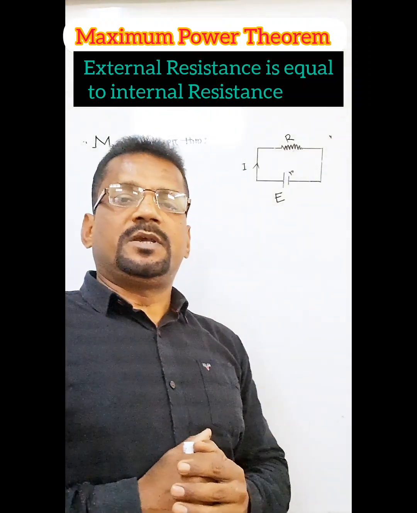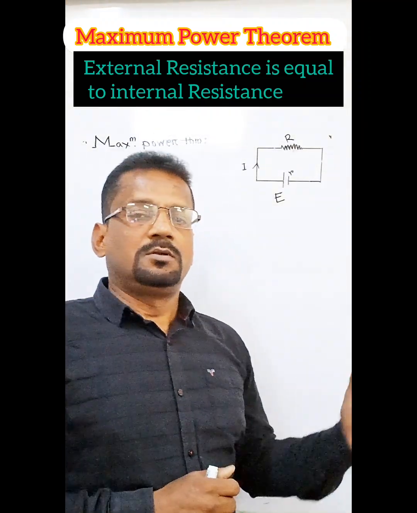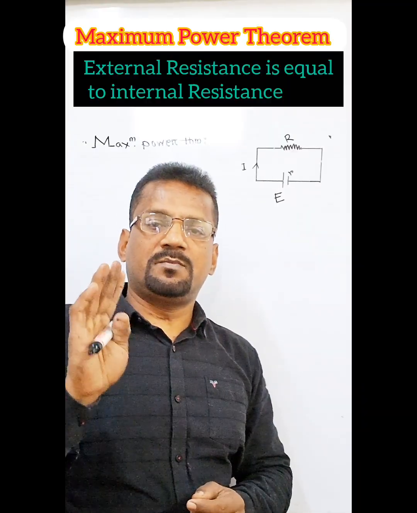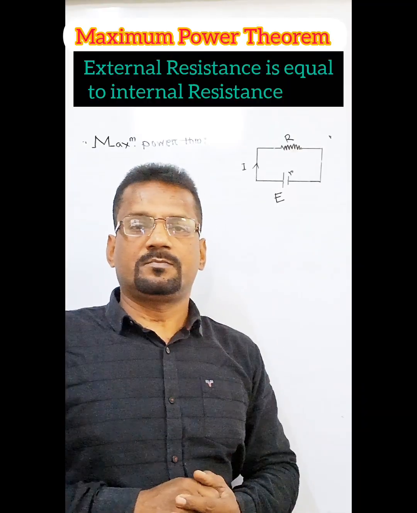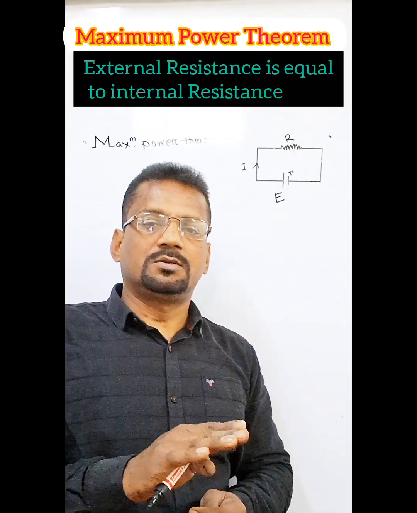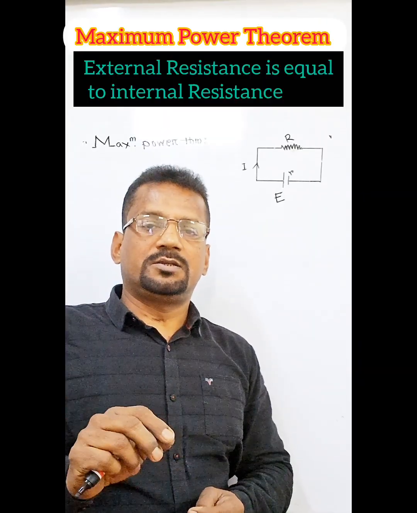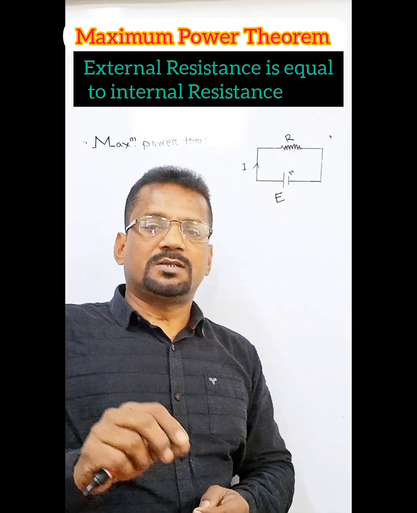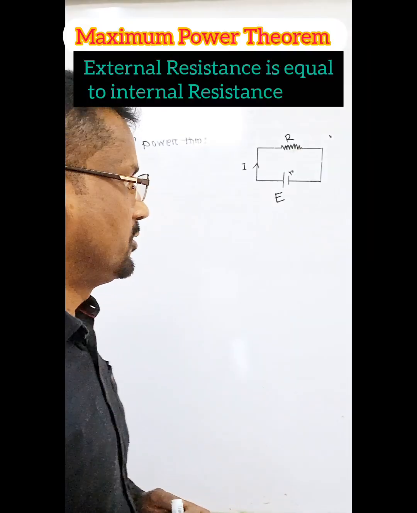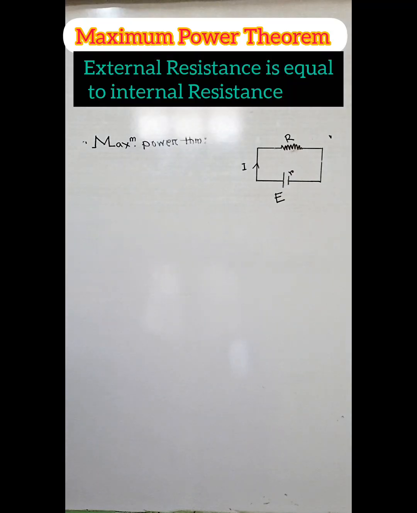Current electricity, maximum power theorem. We are going to deduce the expression, or the condition under which maximum power will be drawn from the source. As you know, maximum power will be drawn from a source when the external resistance is equal to the internal resistance. Mathematically, we are going to deduce this condition.